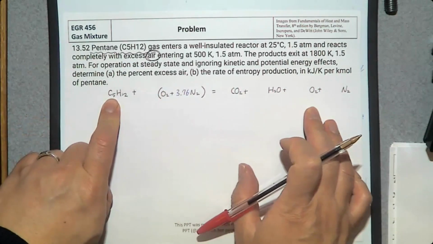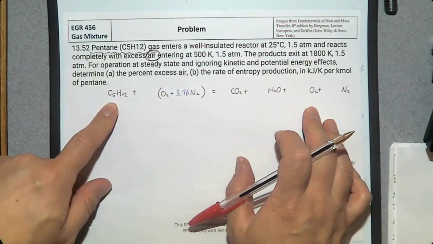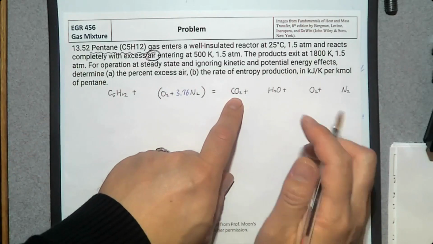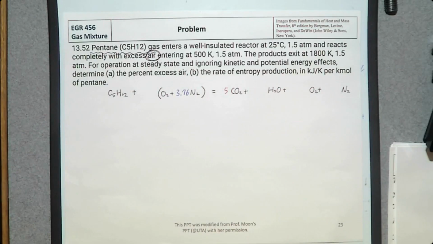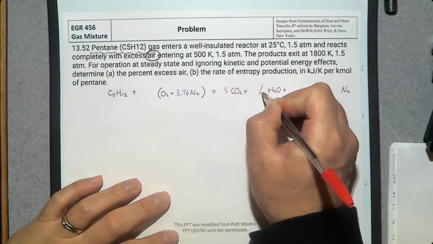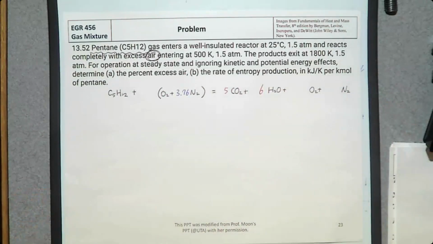Then we have 5 carbons in the reactant, so we can create 5 carbon dioxide in the product. And we have 12 hydrogen atoms in the reactants. We can create 6 water molecules. Then we can determine the number of moles required for this reaction for oxygen.